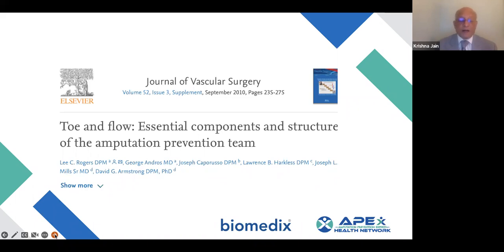So you need a partnership between podiatrists and vascular surgeons or vascular interventionalists now, because multiple specialties, including interventional radiology, interventional cardiology, and vascular surgeons take care of people with ischemic limbs. Dr. Rogers is our second speaker, and I'm sure he'll talk more about it.